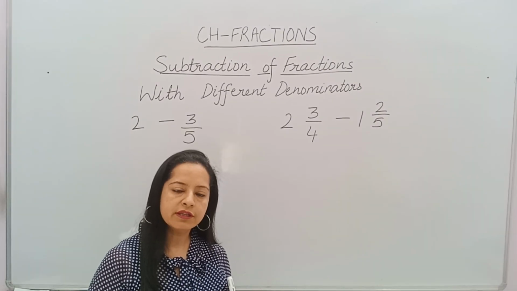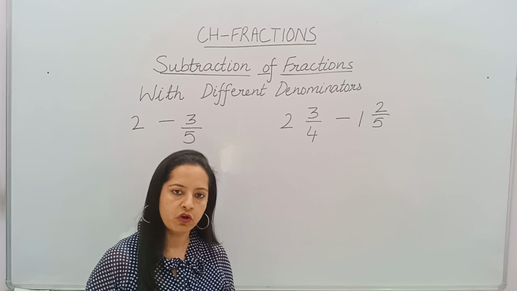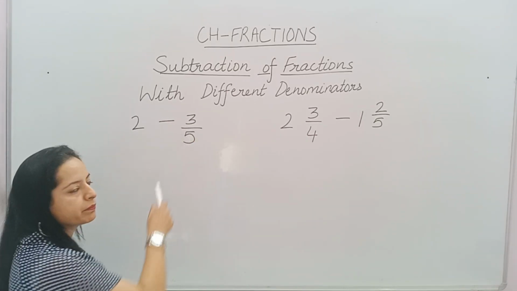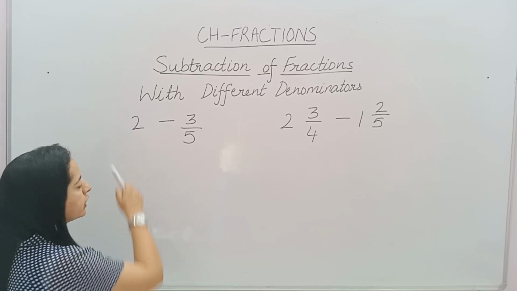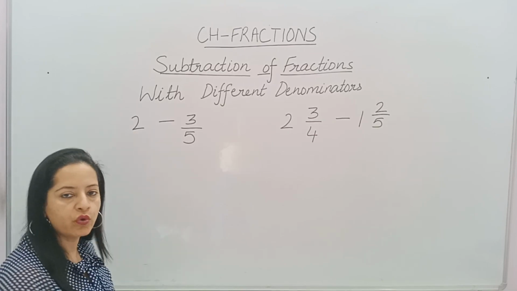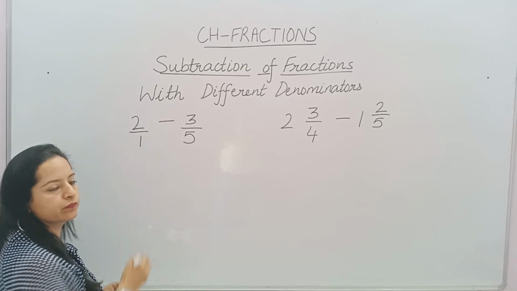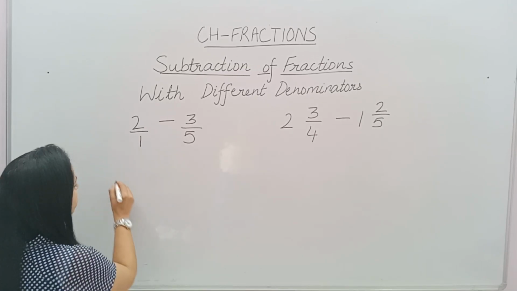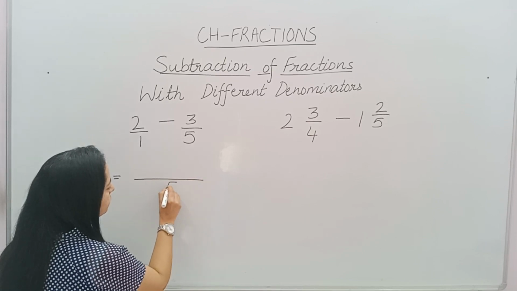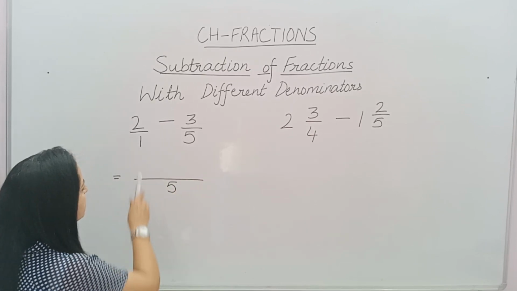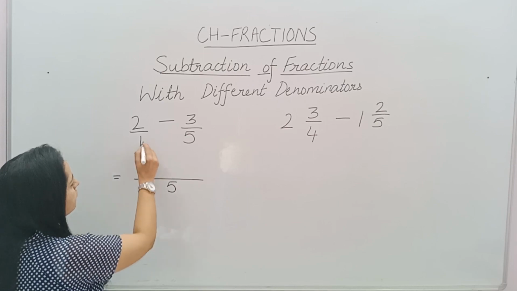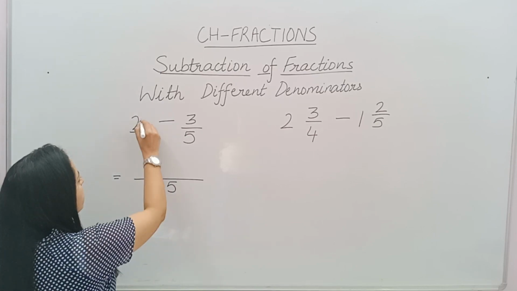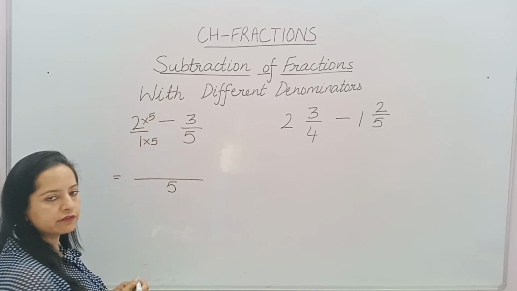Now we will be doing subtraction with different denominators. I have here my first question, 2 minus 3 upon 5. Now 2 is a whole number, so we can write 2 as 2 upon 1. Now the LCM of 1 and 5 would be 5. With which number shall we multiply 1 to get 5? We multiply 1 by 5. So we will multiply the numerator also by 5. So we multiply 2 also by 5.